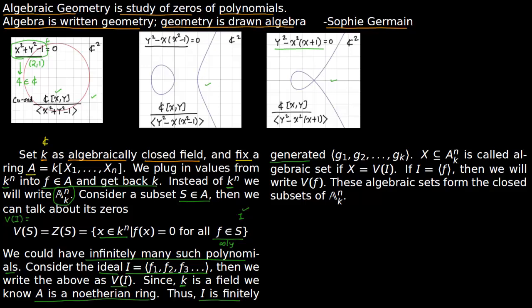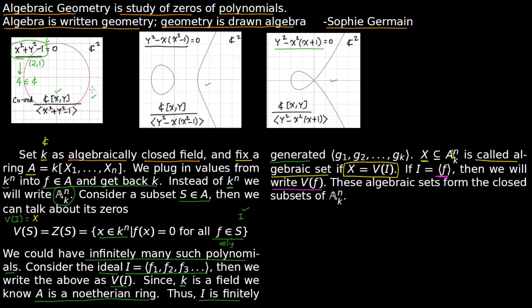Now we come to the definition of an algebraic set. So you set X, which is a subset of this A subscript K, superscript n. This is called an algebraic set if X is equal to the vanishing set of some ideal. So this V(I) is an algebraic set. Now if the ideal is generated by a single polynomial, then we write it as V(f).